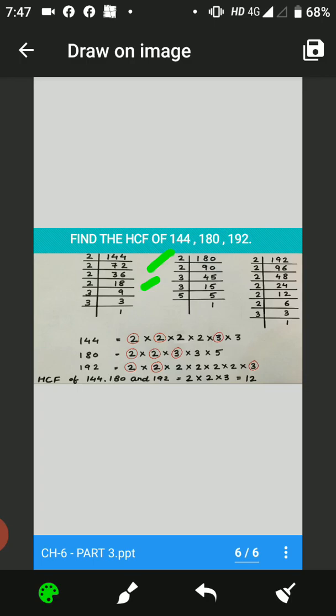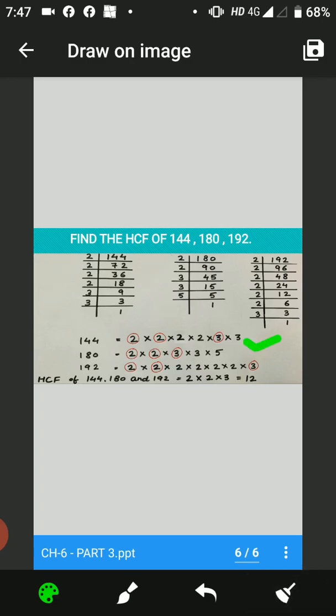It means 9 comes in which table? Yes, it comes in the 3 table, and 3 is also a prime number. As I said, all the prime numbers come here. You have to write the prime numbers only. Don't take composite numbers. Clear? So 3 3s are 9. So here comes 3 and here also comes 3. Now see, 3 comes in which table? 3. So here comes 1. Clear? So the factors of 144 we will write here.